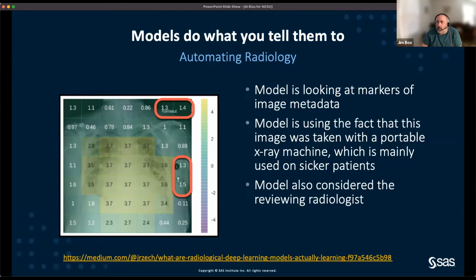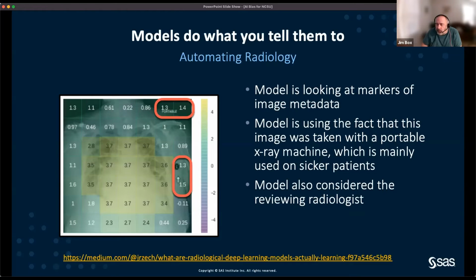If you think about that, the type of people who get a portable X-ray machine are typically the people they don't want to take out of bed and get down to X-ray, so they tend to be sicker. So we already knew they were sicker because they got the portable X-ray. That's not really helpful to determine if they have the enlarged heart condition.